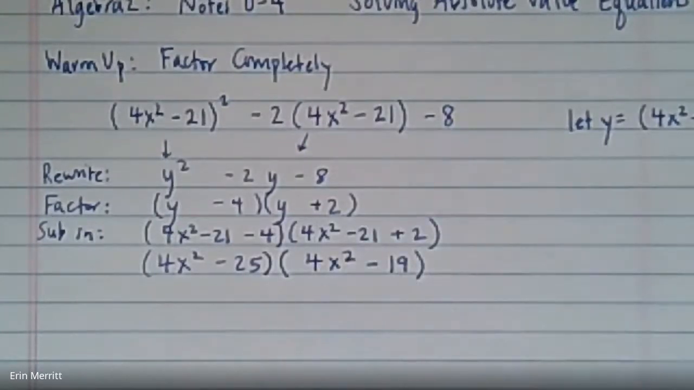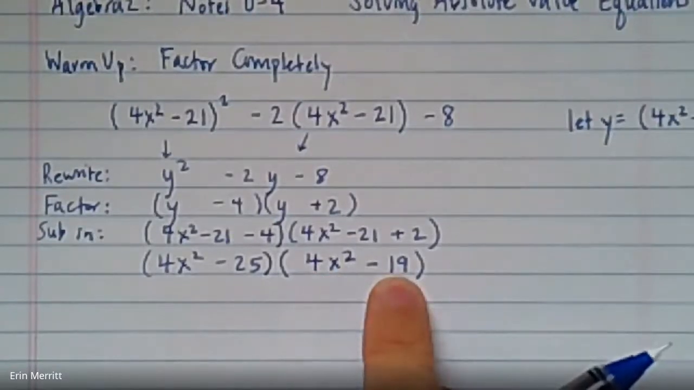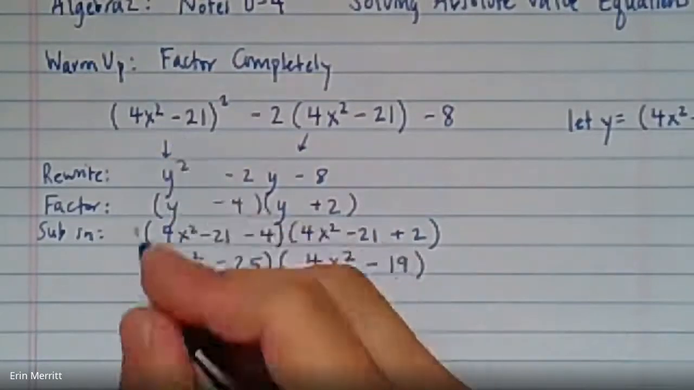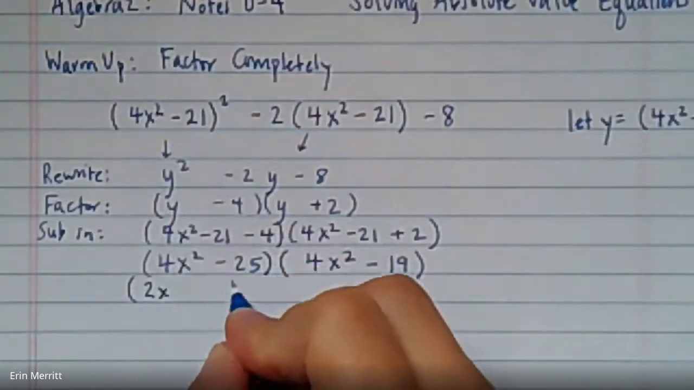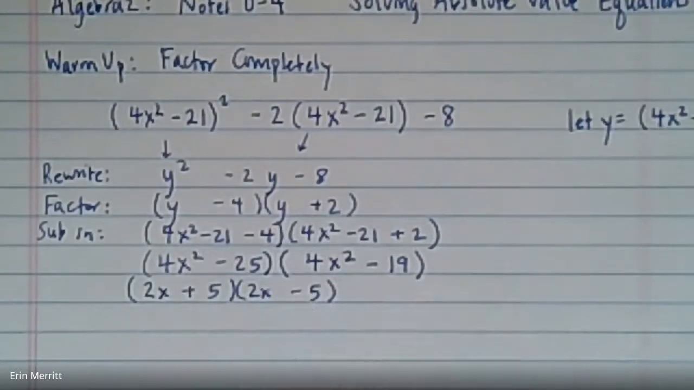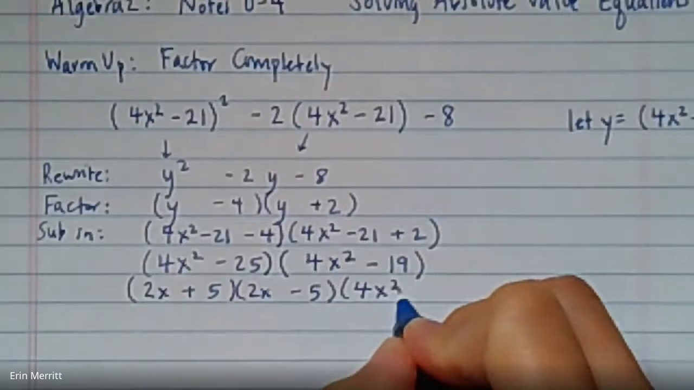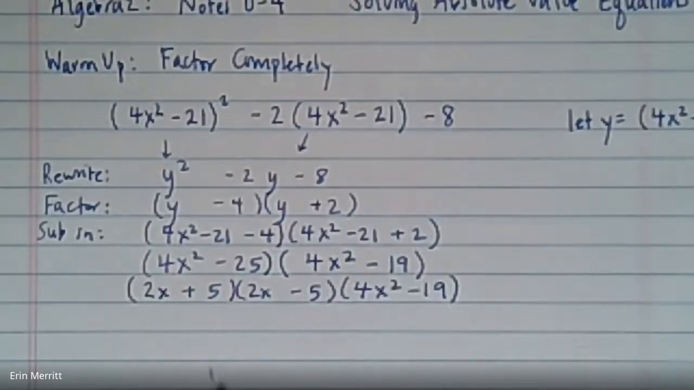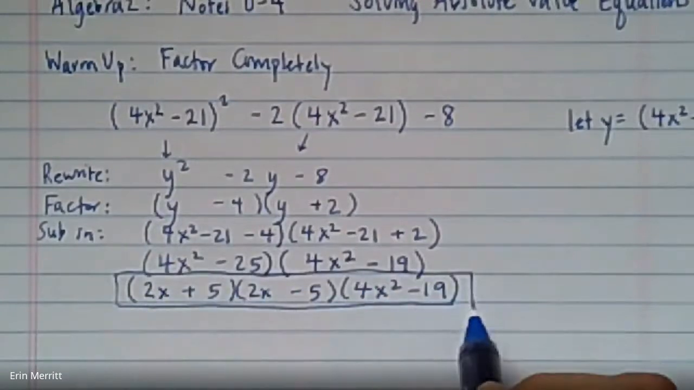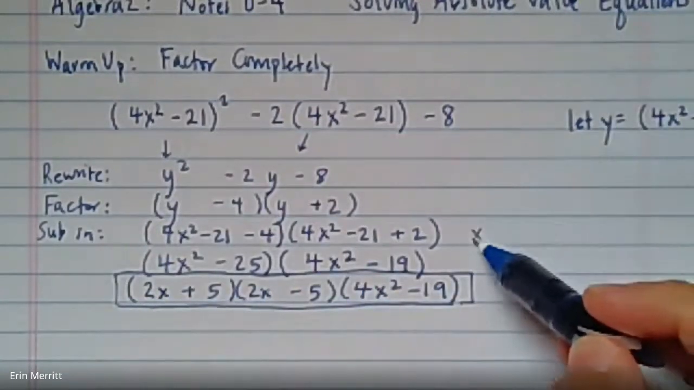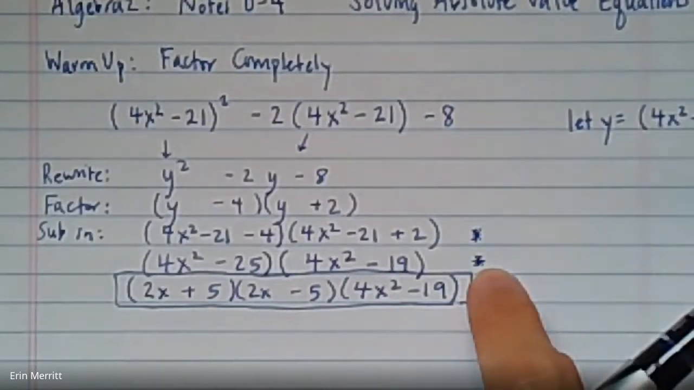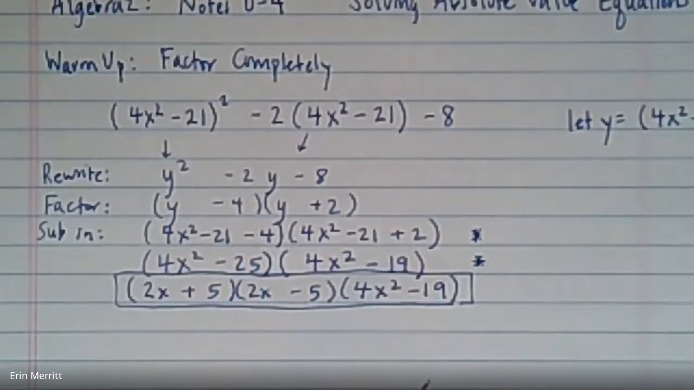All right, from here, 19, that's prime. It's not really allowing us to go any further. But here, that's difference of perfect squares. So this can break into 2x plus 5 and 2x minus 5. And then we're just simply going to keep that 4x squared minus 19. That is as far as this can break down. So if you tried it on your own and you got it at least to here, that's awesome. Recognize that you want to make sure that you clean it up, because then sometimes you can see that it can keep going.